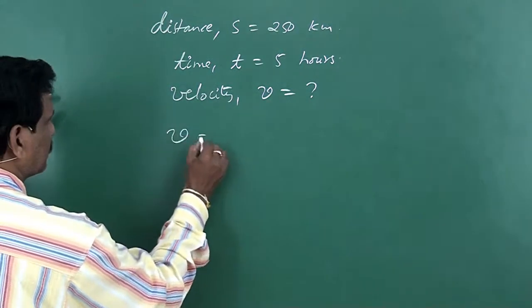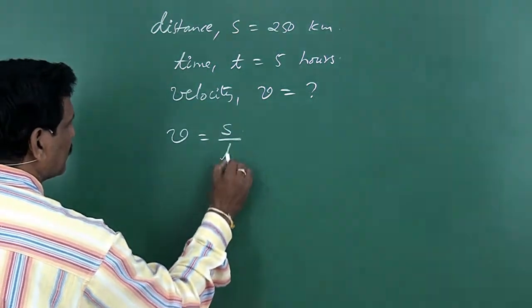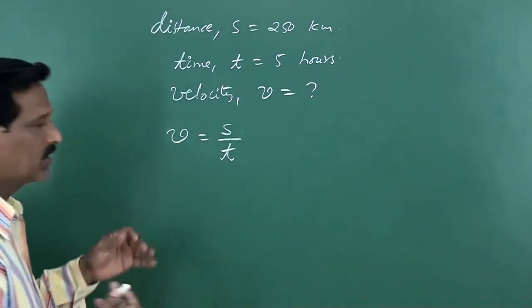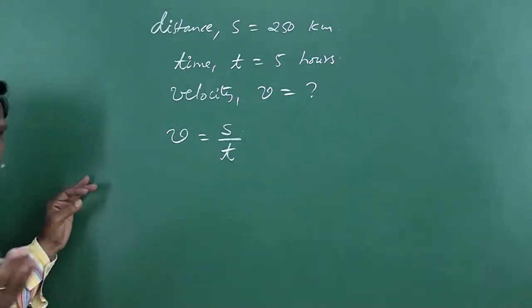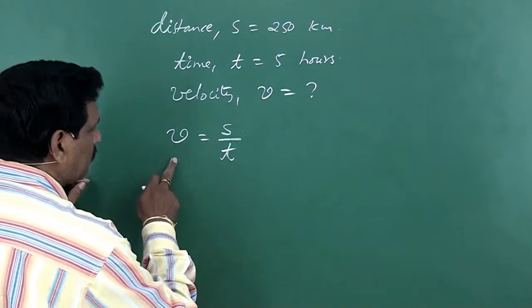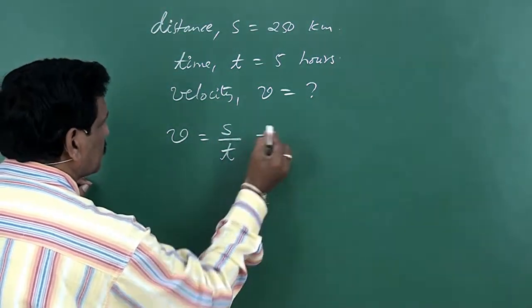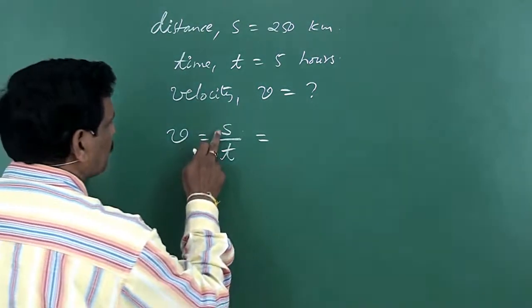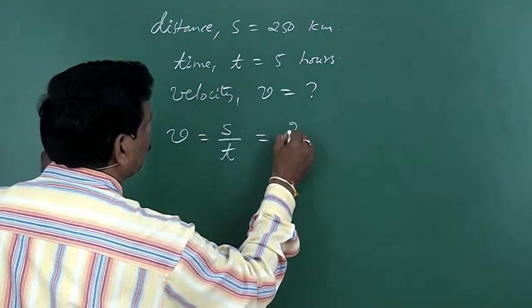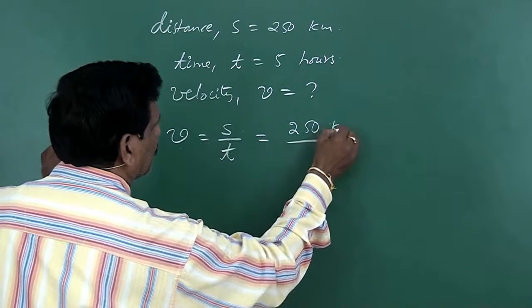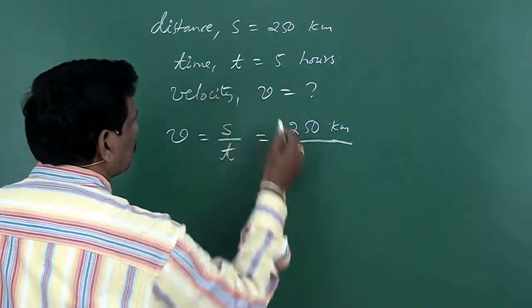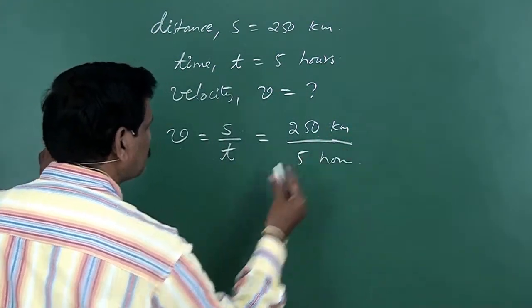So velocity V is equal to distance or displacement by time. So here velocity or speed, both are same. Velocity equal to distance or displacement by time. This is V equal to S by T. S is equal to 250 km by time. Time is given as 5 hours.